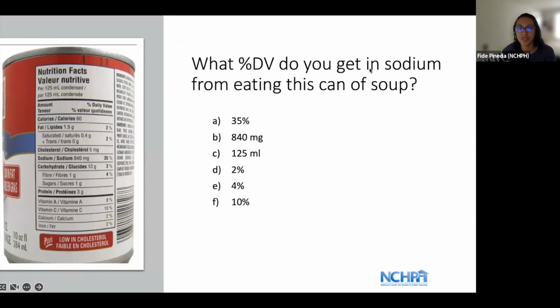All right, so for the next question, what percent of the daily value do you get in sodium from eating this can of soup? You can provide your response in the chat as well. No big deal. Okay, I got it now. Okay, perfect. So yes, the correct answer is 35%. And also in the poll, the majority of people said it was 35%.